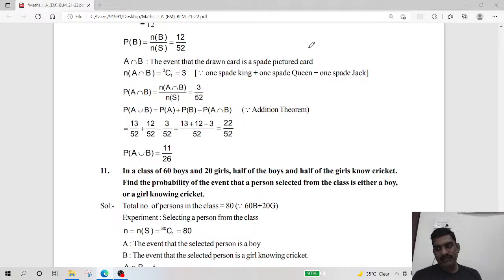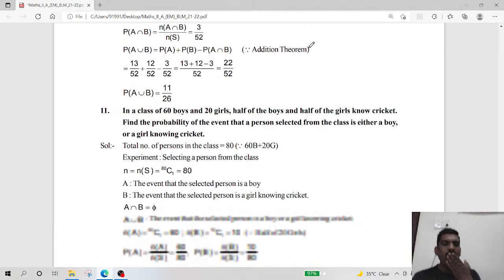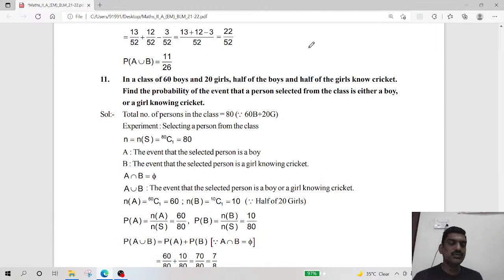Next, question number 11. In a class of 60 boys and 20 girls, half of the boys and half of the girls know cricket. Find the probability of the event that a person selected from the class is either a boy or a girl knowing cricket. So totally 60 plus 20, 80 are there. Then 30 boys and 10 girls know cricket.